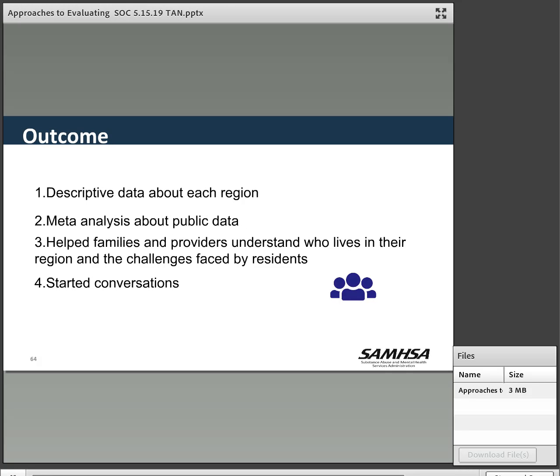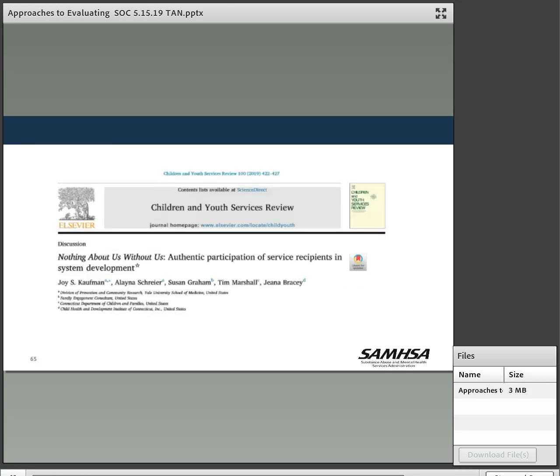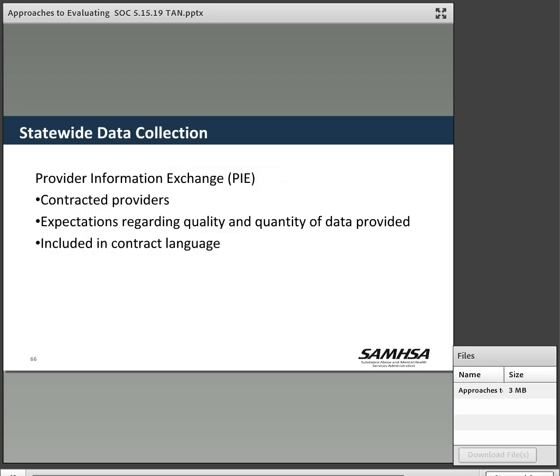In summary, the Data Collaborative data stories provided information at the regional level and new and important information for our state. The Data Collaborative has made public data accessible to the community and helped both family members and providers to see the strengths and areas of potential risk and challenge for residents of the region. Importantly, the data has enhanced conversations and planning in the region.